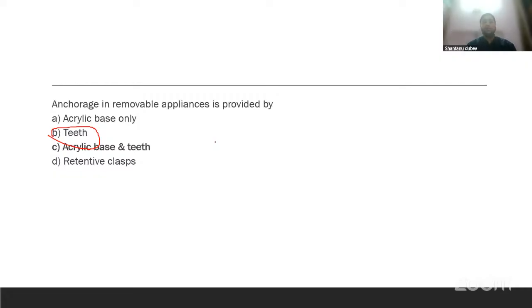So the answer would be teeth only, because we take anchorage from teeth, whether it is reciprocal anchorage, stationary anchorage, whatever it is. But always remember that this is a removable appliance they're talking about. It will always have an acrylic base. So it is not only teeth, but sometimes acrylic base. The acrylic base will go against the palate and give you some kind of anchorage.